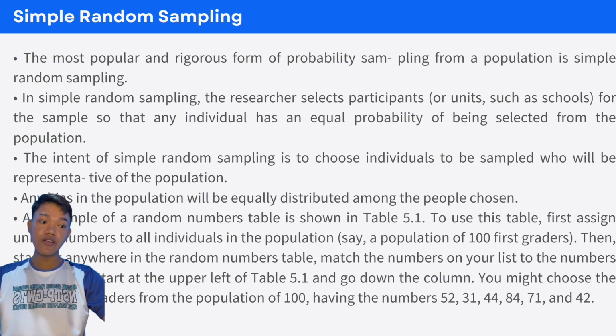For example here, the researcher assigned random numbers to each student and then put them on a table and then selected a particular column to be the representative of the population. That would ensure fairness in selecting a representative of a particular number of the population.